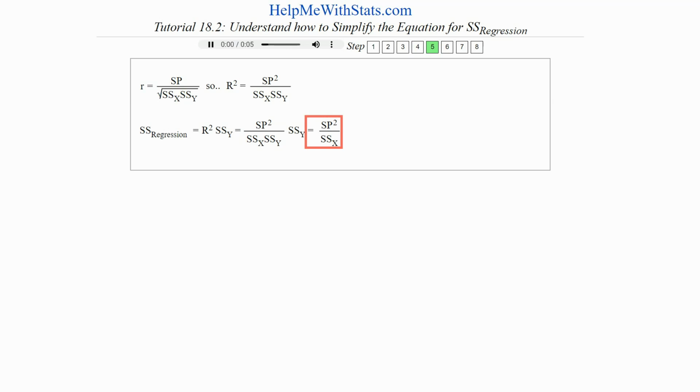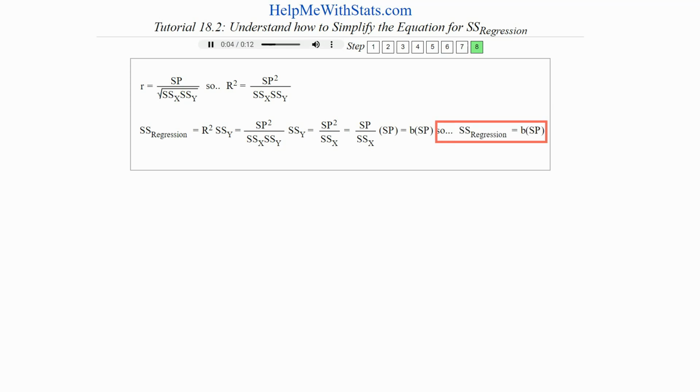But we can simplify this equation by removing the sum of squares for y terms. If we split the squared sum of products into two separate terms, then we can move one sum of products to the right, and leave one sum of products in the numerator. We can simplify the quotient of the sum of products and the sum of squares for x to be the slope. We now have a much easier equation to solve.